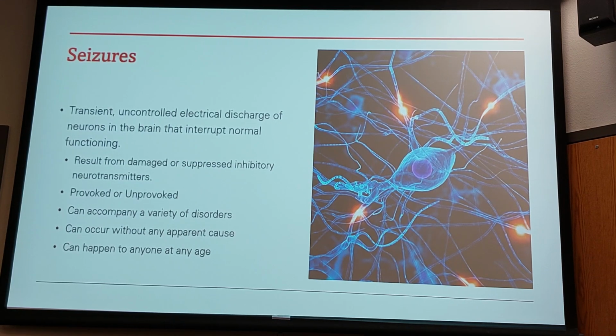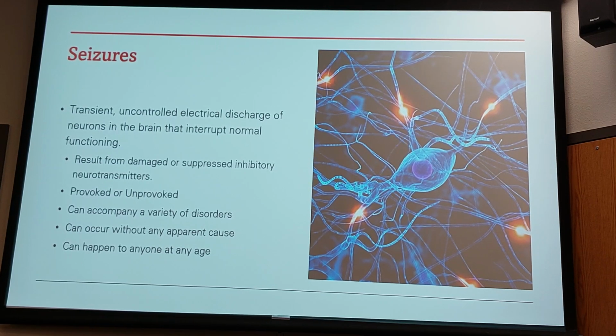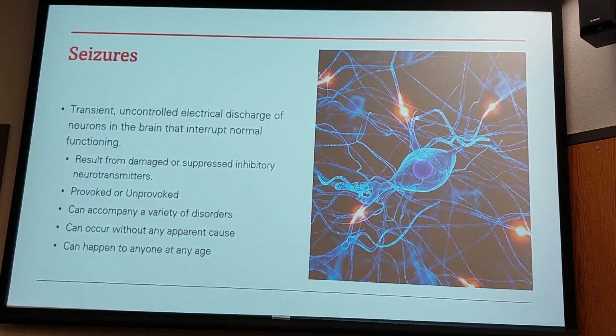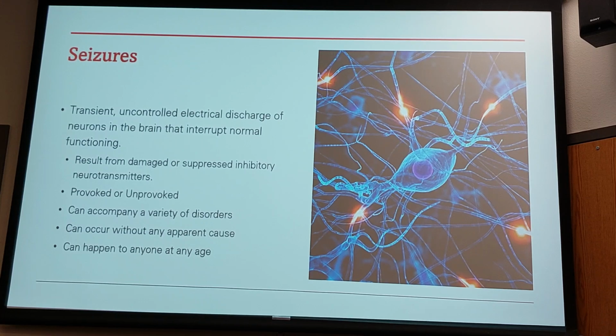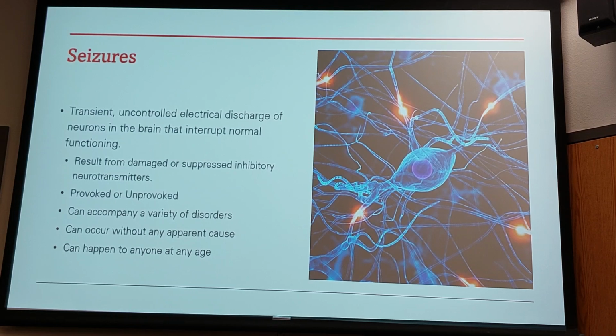Yes, misfiring in neurons, right? So you've got nerve cells with lots of electrical activity happening, and it just keeps going over and over again without any slowing down, right? We're overexciting the electrical discharge of neurons in the brain, and that's going to interrupt normal functioning, right?